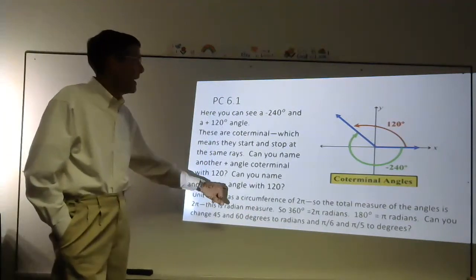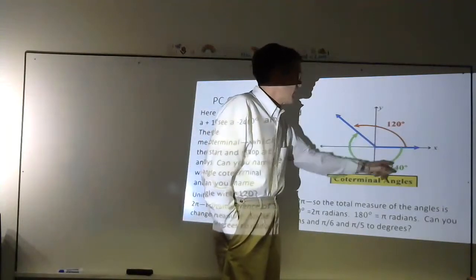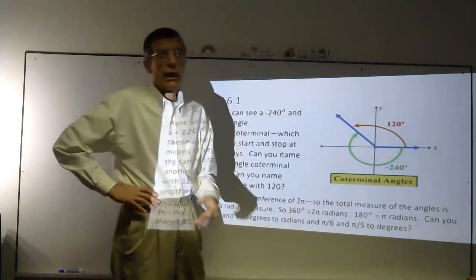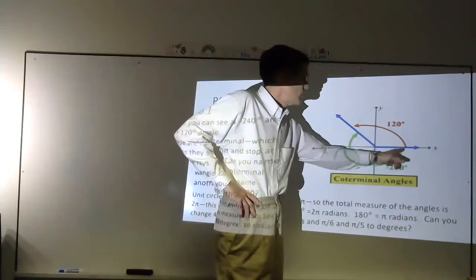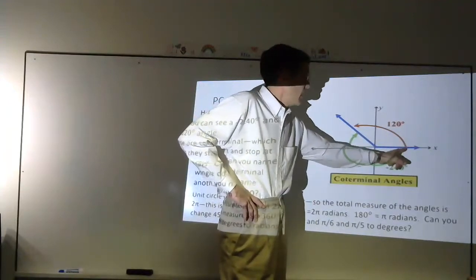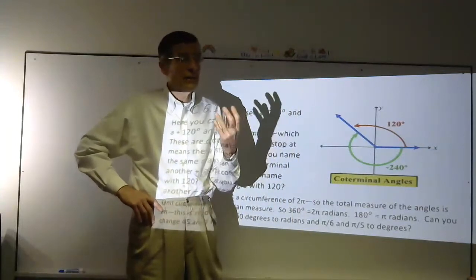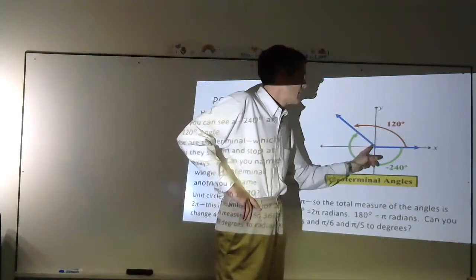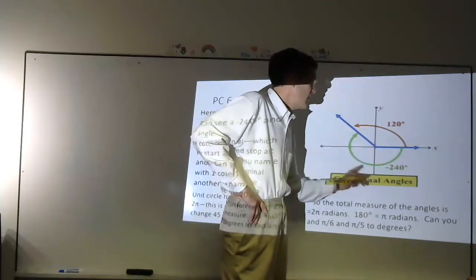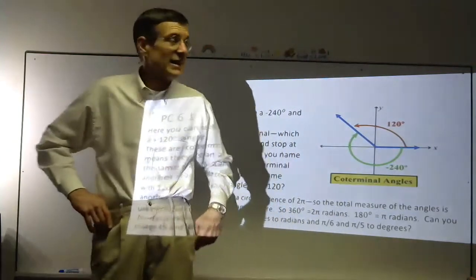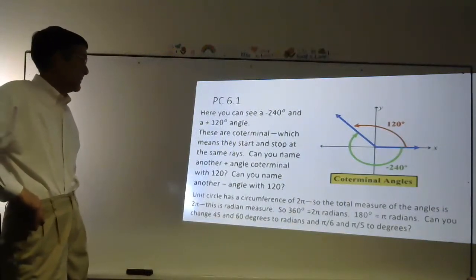Can you name another negative angle coterminal with the 120? Well, we know 120 is coterminal with the negative 240. How could I get another negative angle? Do the same thing. Instead of starting here and stopping here, make a complete revolution, then go 240 more, and you will have a negative angle that started here and stopped there. So negative 240 comes here, but make a revolution of 360, then do 240, and isn't that a negative 600? Okay, negative 600.